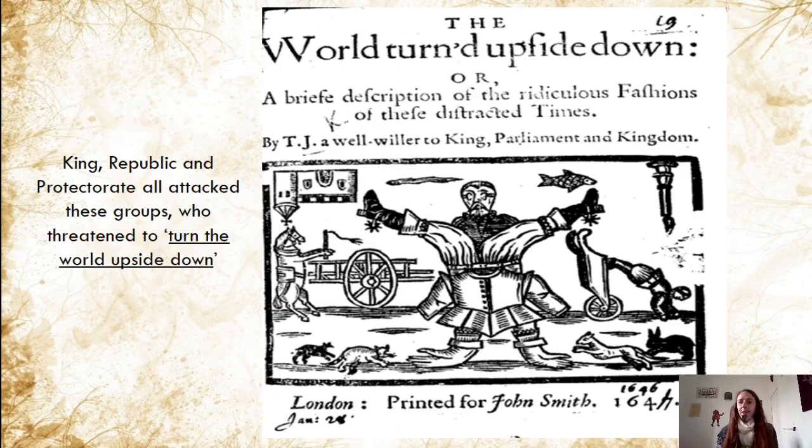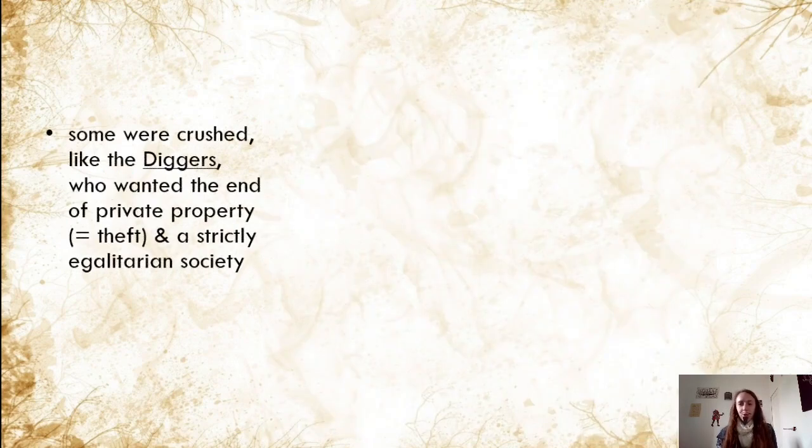King, Republic, and Protectorate all attacked these groups. Whether it be before the Republic, during the Republic, or after the Commonwealth with the Protectorate, because they all threatened to turn the world upside down. So no matter who it was, what period, they were crushed.